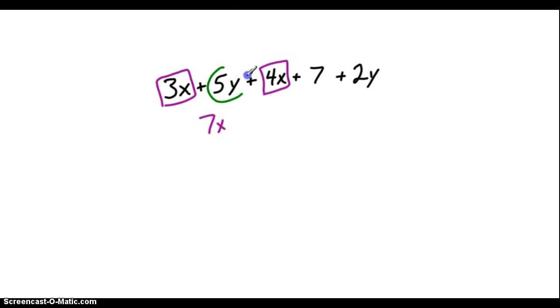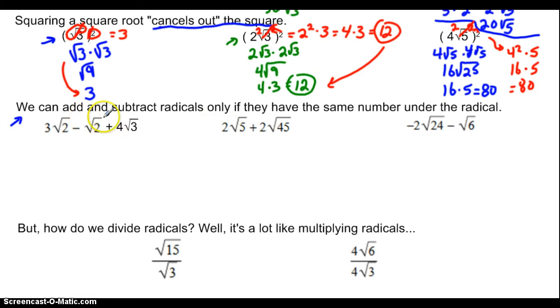Or, for example, this 5y and this 2y. They both have the y, and combining them would yield another 7y. Or this lonely 7 all by itself with no variables with it would just be another 7. Remember, this is combining like terms with variables. And actually, when we're adding and subtracting radicals, it's the same exact thing. Adding and subtracting radicals is just like combining like terms, because we can only add and subtract radicals if they have the same number under that radical.